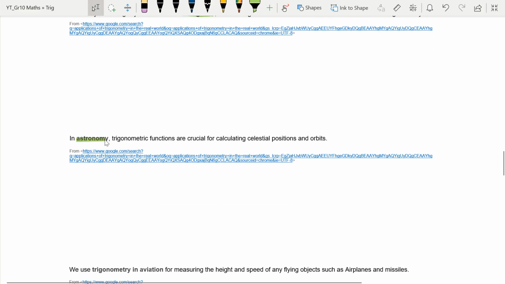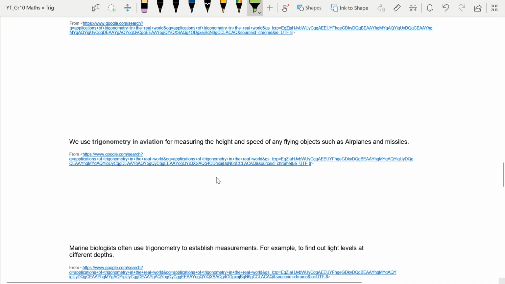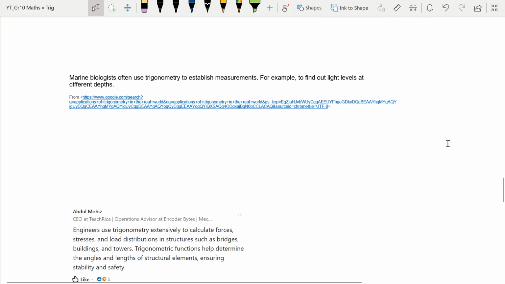Astronomy, I'm sure there are different ways, but I just copied some of the highlights: calculating celestial positions and orbits. All right, that's a good one. Aviation: height and speed of any flying objects. Don't know how you feel about that. What kind of flying objects came to your mind there? A marine biologist, and that has to do with finding the light levels at certain depths in the ocean. That's how I understand that.